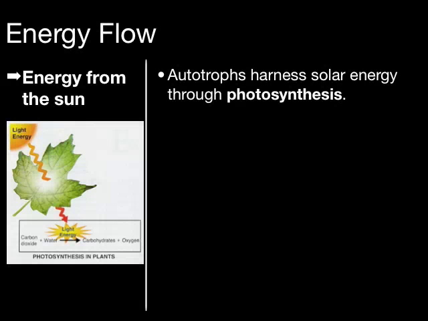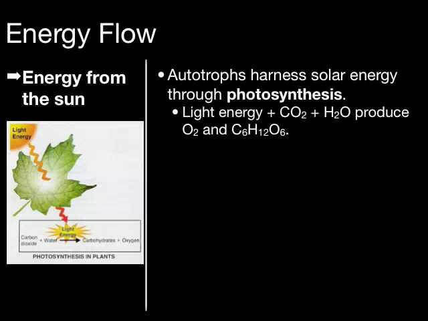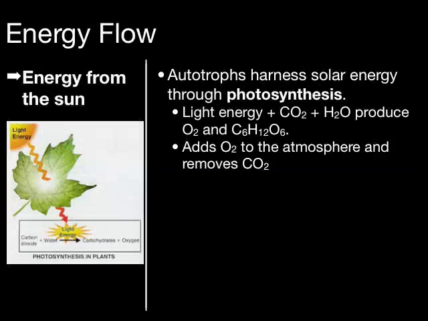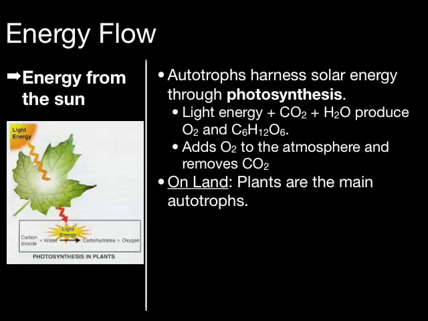We've talked about this already, so we don't need to go through all the nitty-gritty details. But essentially, in photosynthesis, energy, specifically light energy from the sun, is combined with carbon dioxide and water to produce oxygen and high-energy sugars such as glucose. Photosynthesis is an important process because it not only adds oxygen to the atmosphere, but it also removes carbon dioxide.